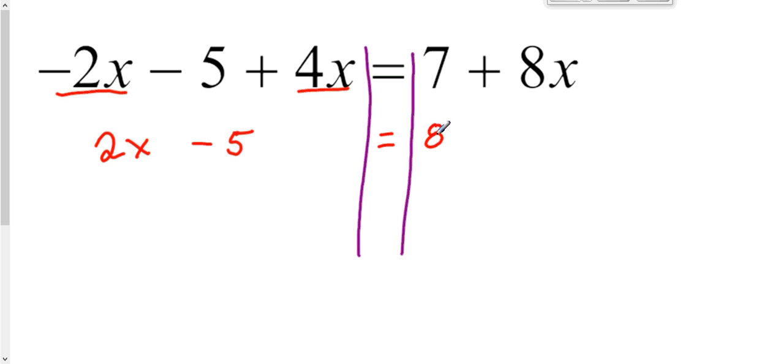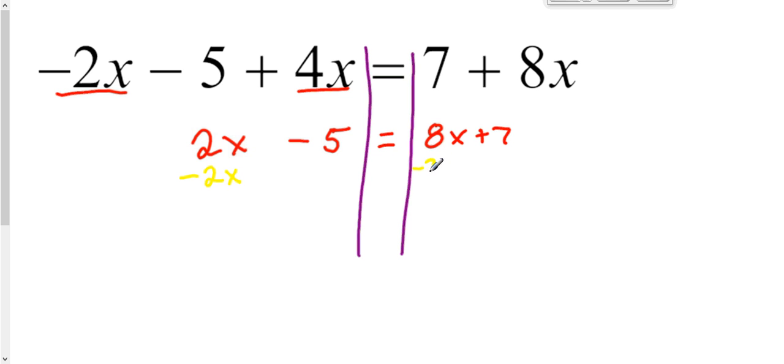I'm going to reorganize this to have 8x plus 7. Now I can't have my variables on both sides. 2 is the smaller number compared to 8. We subtract 2x from this side to get rid of it, so we have to subtract 2x from this side. Negative 5 is left over. We have 6x plus 7 left over.